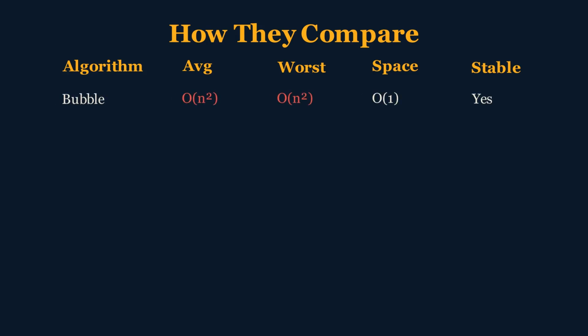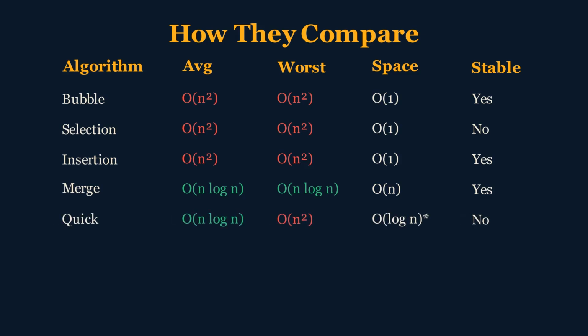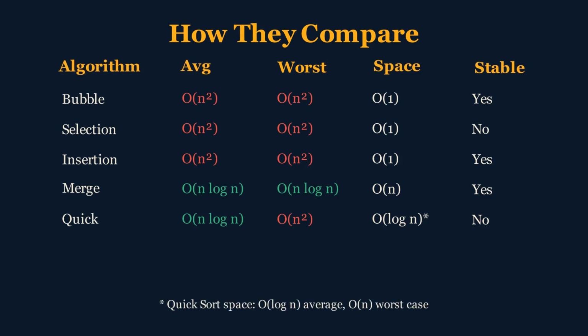Let's put all 5 side by side. The simple sorts, bubble, selection, insertion, share that big O of n squared average. Easy to learn, but they don't scale. Then the smart sorts, merge and quick, hit big O of n log n, handling huge data with ease. Merge Sort is steady and stable, but uses extra space. Quick Sort is faster in practice, but less predictable. Notice the pattern. There's no single best algorithm, only the best one for your situation.